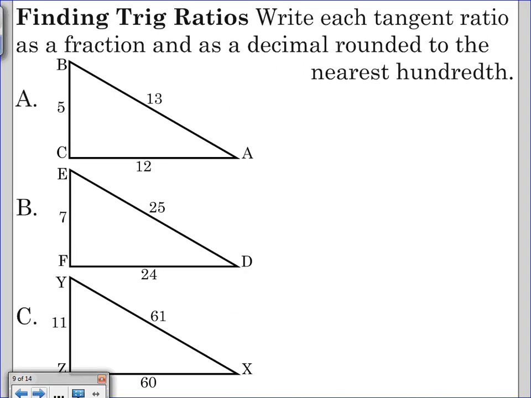So, on this first slide, this wants us to find trig ratios. And we're going to use tangent today, so it says write each tangent ratio as a fraction. All we're going to do is set up a ratio. Tangent equals opposite over adjacent. We're going to set up that opposite over adjacent ratio, express it as a fraction, which is what we do when we write a ratio anyway. And then we're going to convert that fraction into a decimal, rounded to the nearest hundredth.